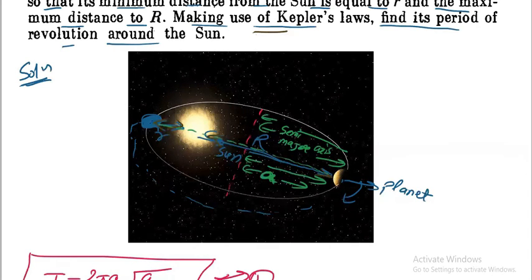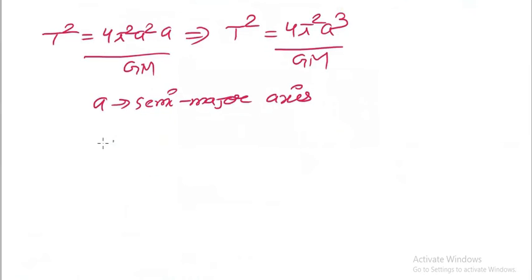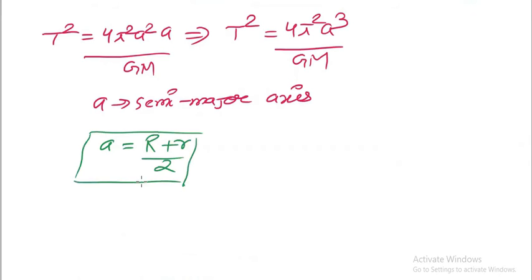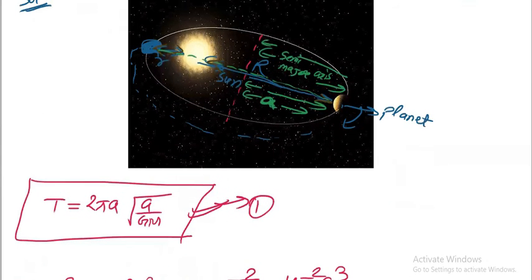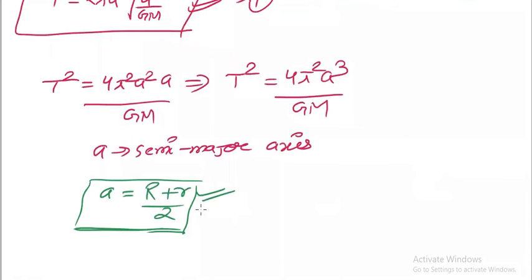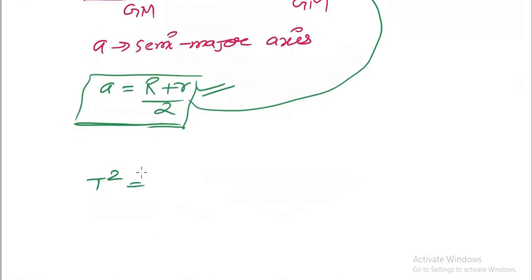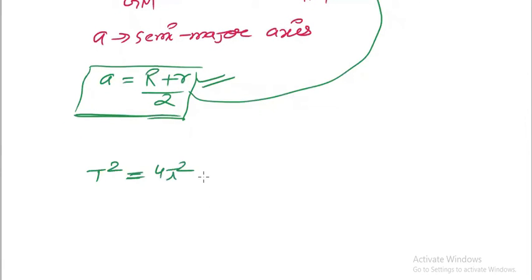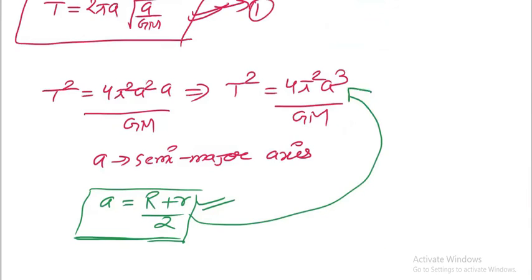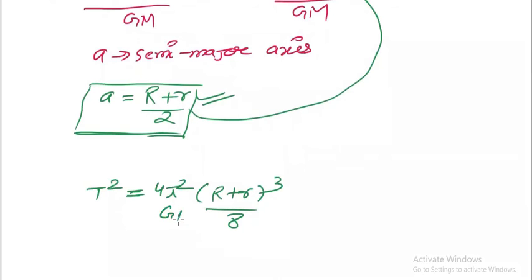According to the figure, this will be equal to the maximum distance plus the small distance by 2. That is, the mean of the maximum and the minimum distance will be equal to the semi major axis when the planet is orbiting in an elliptical path around the sun. Now we just need to substitute this in the equation above, and the answer will come out to be T square equals 4 pi square times (R plus r) whole cube upon 8 GM.